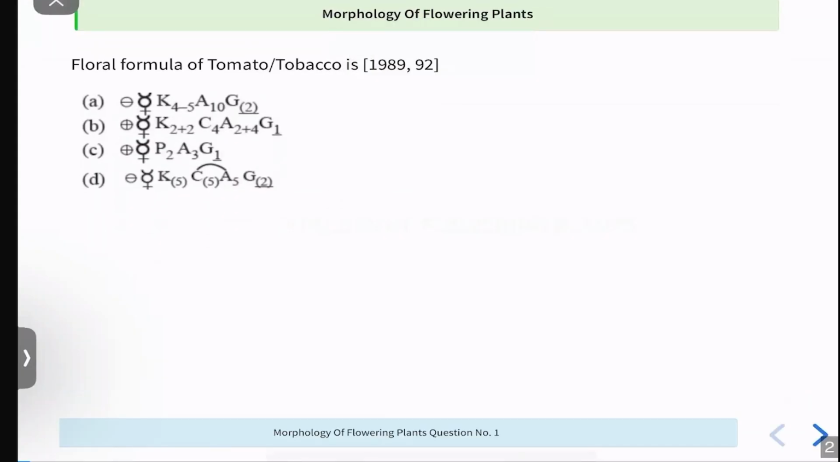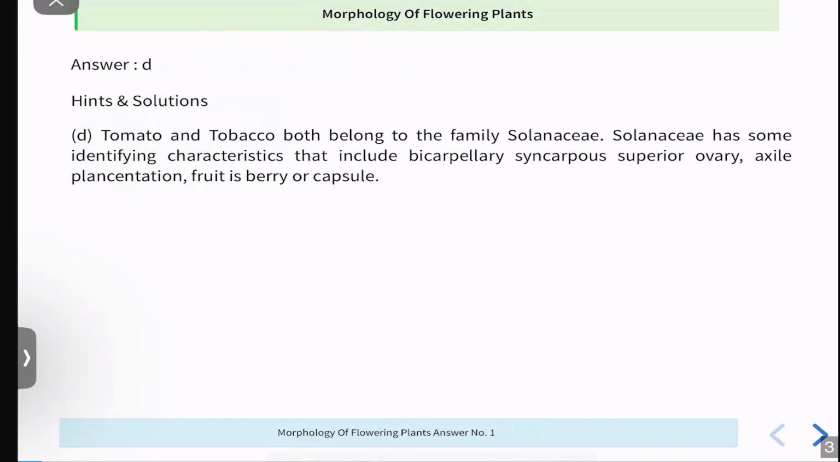So the first question is: floral formula of a tomato or tobacco plant is. The first question asks us what the floral formula of a tomato or tobacco plant is. These two plants belong to the same family and it is called Solanaceae. You can easily identify it using the characteristics like bicarpellary, syncarpous superior ovary, axial placentation. These two you can use.